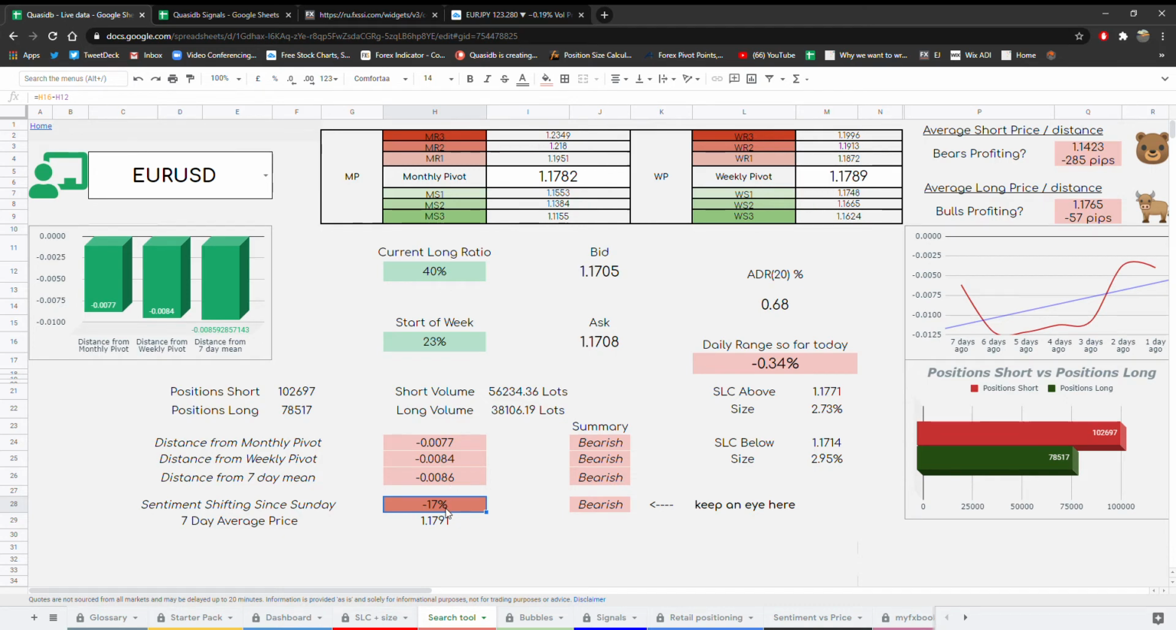And it's all a case of watching this go over time, because the retail traders are risk averse, they'll hold on to their losses and they're stubborn. Let's have a look at the average drawdown for the bears. For these guys who've been really bearish on Euro USD, they're 285 pips down, and their break even's at 114.23. So these guys are encountering humongous drawdown.